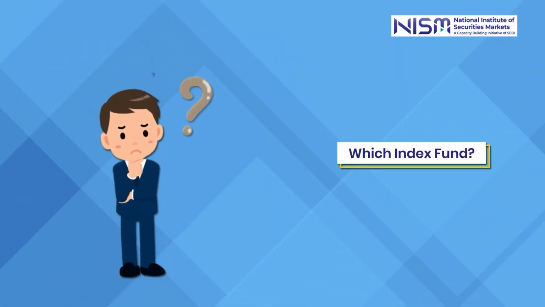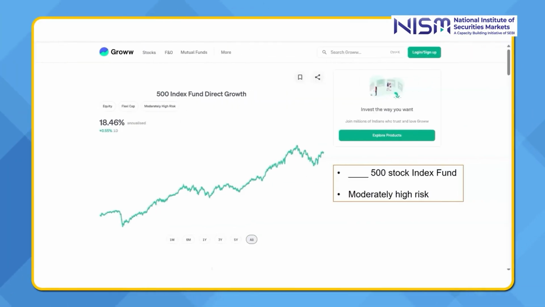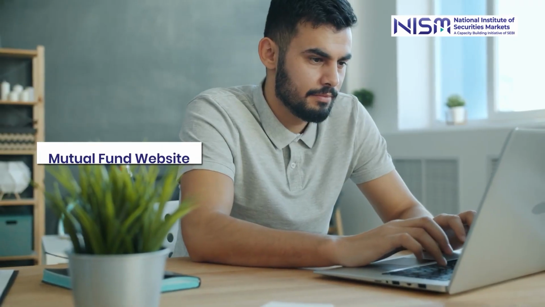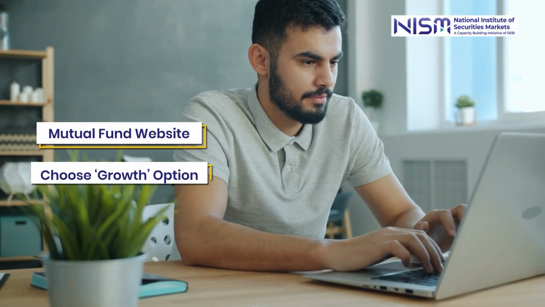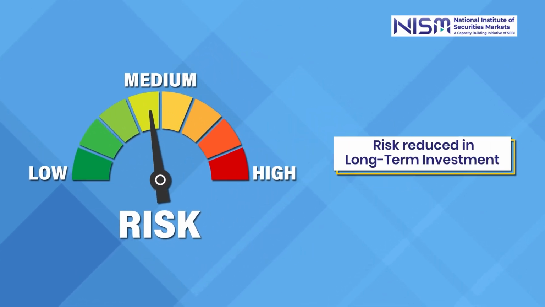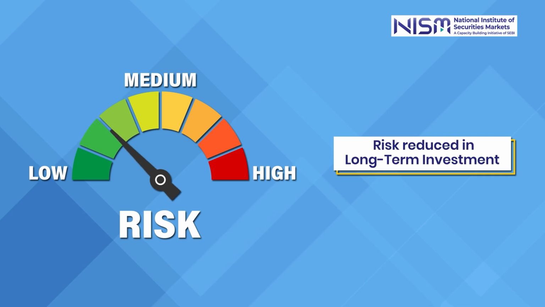So we are looking at a broad-based equity mutual fund. What I have chosen for my investment is a 500 stock index. There are a couple of 500 index funds covering a large basket of stocks, covering almost 90% of the market, a very broad-based diversified index. It's moderately high risk because equity is never risk-free. Over a long period, almost 18% return has been given by this index. Directly, we go to the mutual fund website and invest and go for the growth option. Equity funds will definitely carry some risk, but over a long period of time, this risk will get balanced, will get reduced.